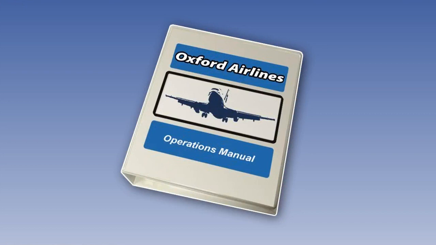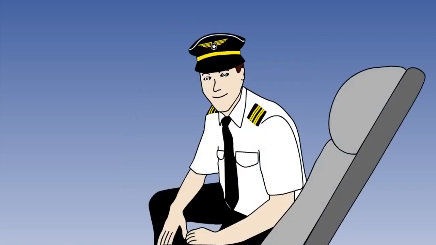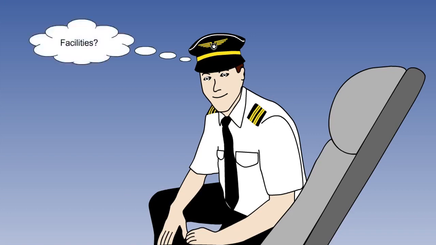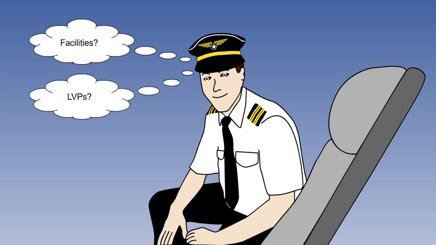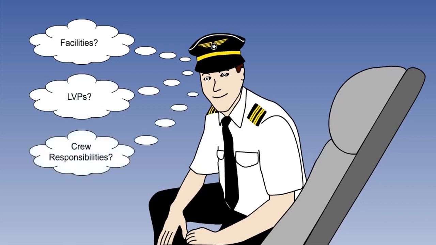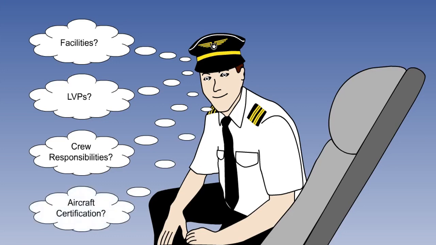As mentioned previously, the operator must establish LVPs in the Ops Manual, including the duties of flight crew members during taxiing, takeoff, approach, flare, landing, rollout and missed approach, as well as the minimum aeroplane equipment requirements. As far as the commander is concerned, he must ensure that, before commencing an LVP, the facilities are adequate, LVPs are enforced at the aerodrome, the crew are qualified for the operation, and the aeroplane is suitably equipped and certificated for the operation.